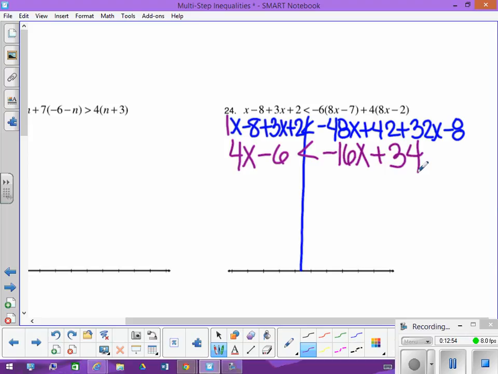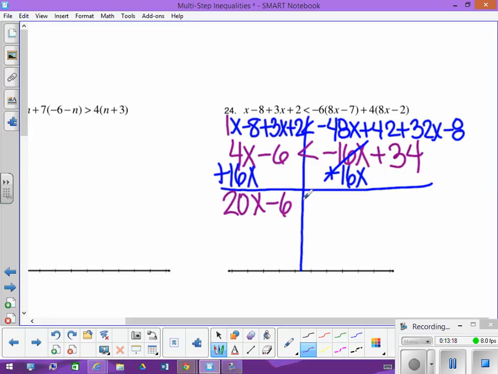We want to avoid an issue with the negative. Look at your letters. What's smaller? 4 or negative 16? Negative 16 is negative. So, let's move that one. Put that 16x to both sides. That's gone. We've got 20x minus 6 is less than 34.